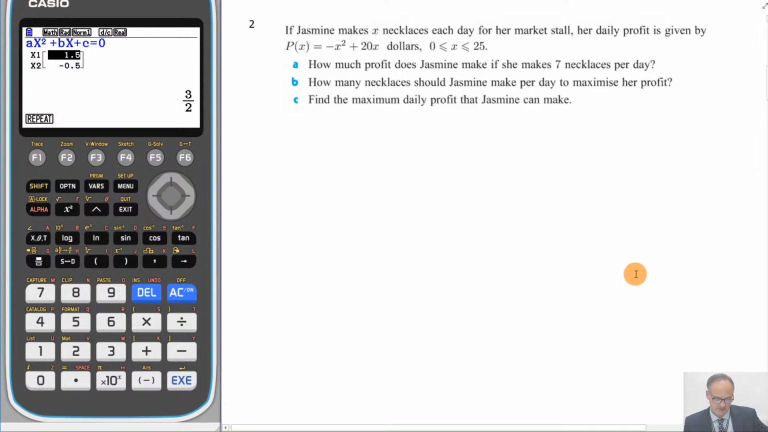So let's have a look at this question. Now I'm not going to give you quite so long to do this because that was our warm-up question. I'm just going to give you 3 minutes to have a go at this question.